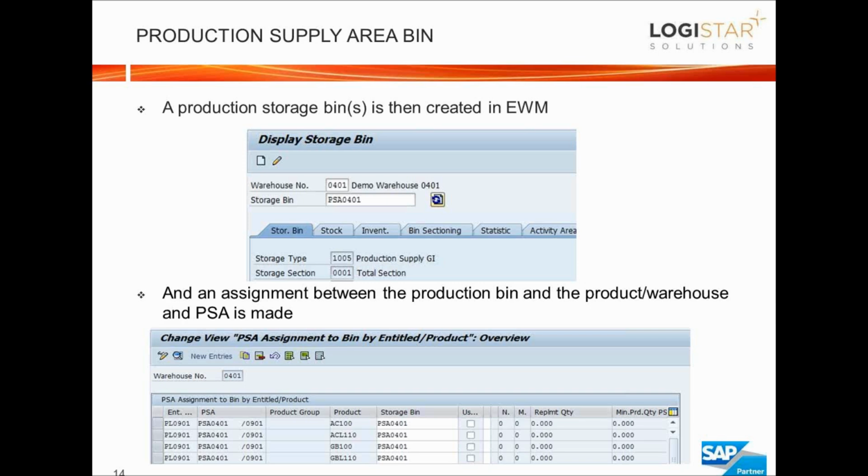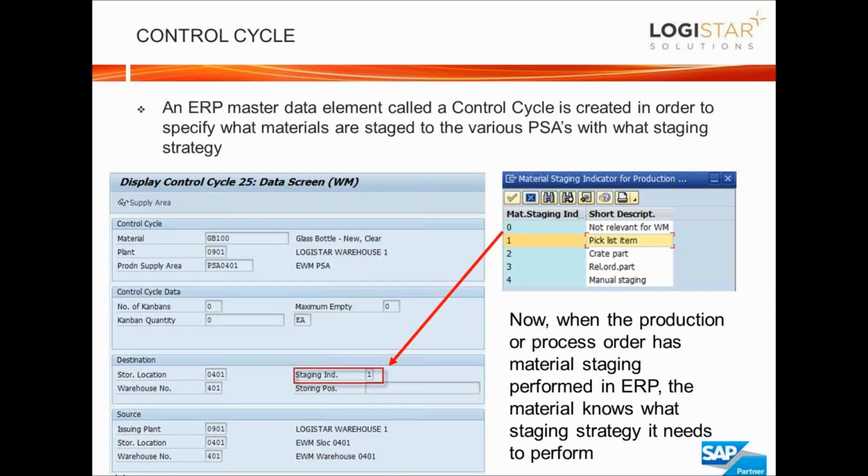It looks just like a normal bin within Extended Warehouse Management. And then last, you make an assignment between the production supply area and the product, telling it which storage bin within the PSA that's assigned to. There is another table that's not being seen here, where you can just make the assignment of the PSA storage bin to the PSA and not have to define each and every product. So it really just depends on how you're setting up your environment.